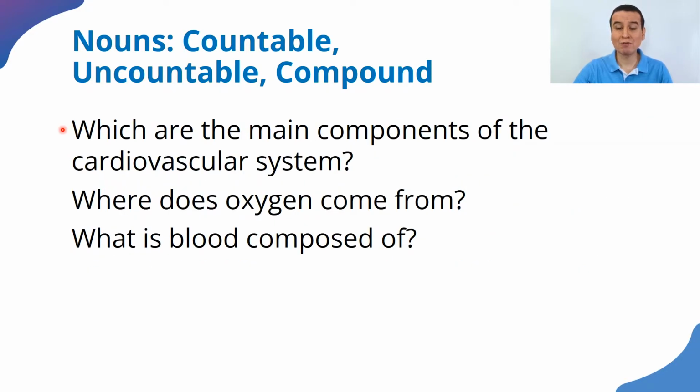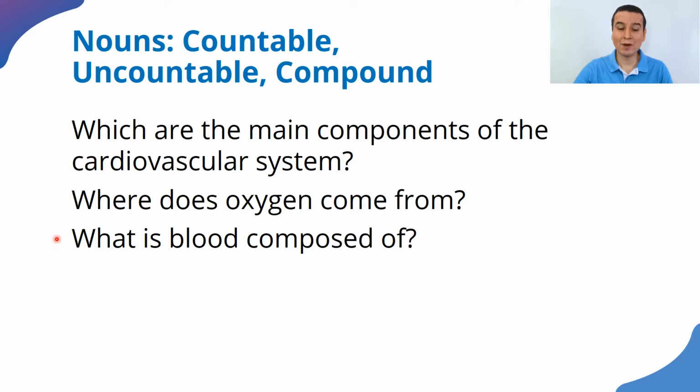Which are the main components of the cardiovascular system? So we said 3. Blood, blood vessels, and the heart. I think so, yes. Good. Where does oxygen come from? Oxygen comes from the lungs. So it's in the air, we breathe it in, and that's where it starts. All right. Well, actually, it comes from the air. But in the text, we said that it starts in the lungs, but we take it from the air.